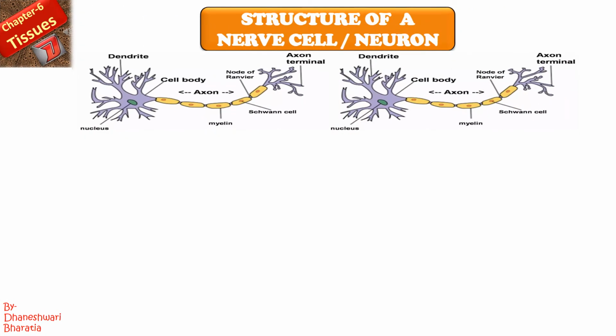Now if we talk about the structure of a nerve cell, which is also known as neuron, let me tell you one more time, this is the biggest cell, which can be 1 meter long too. Okay, it can be asked in MCQ which is the longest cell in our body, so the answer will be neuron or nerve cell. Now if we talk about the structure, it is looking like a coconut tree.